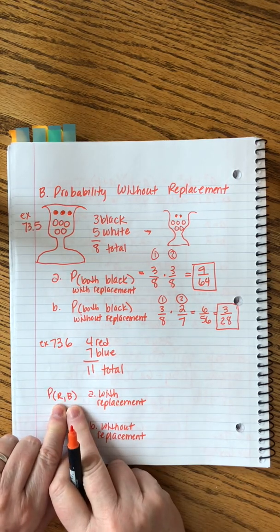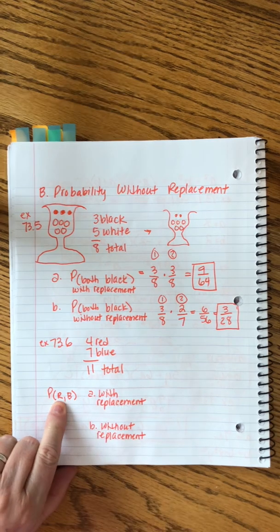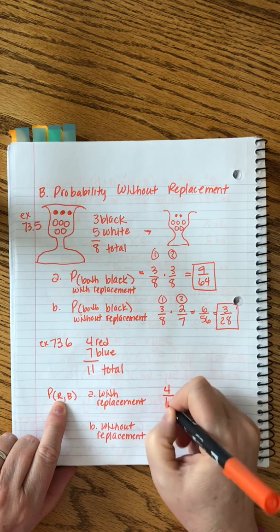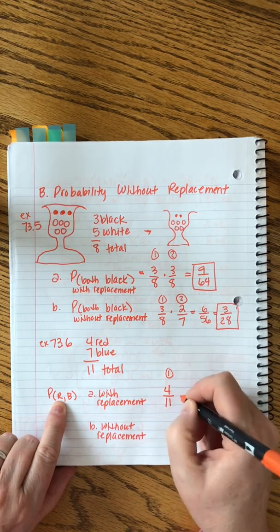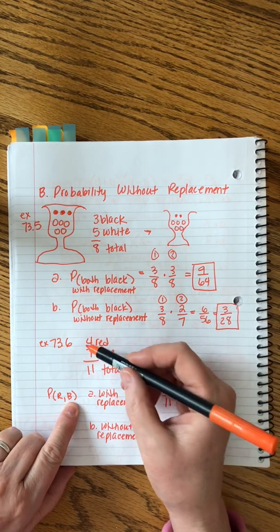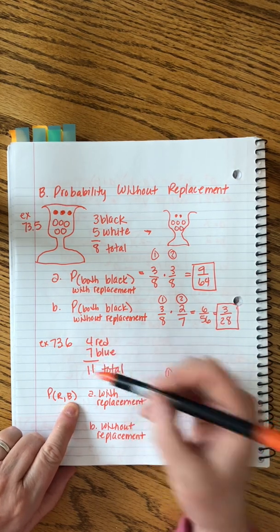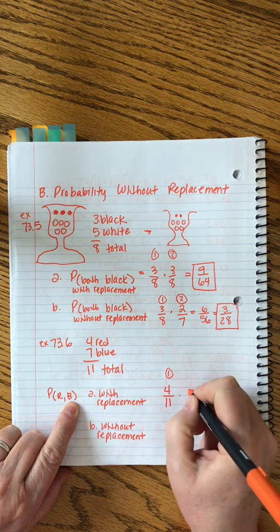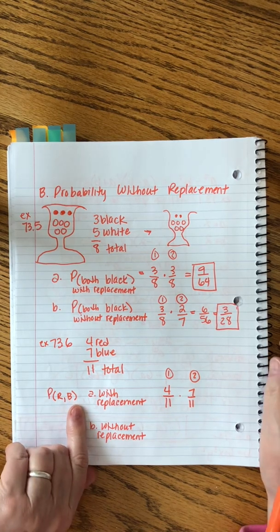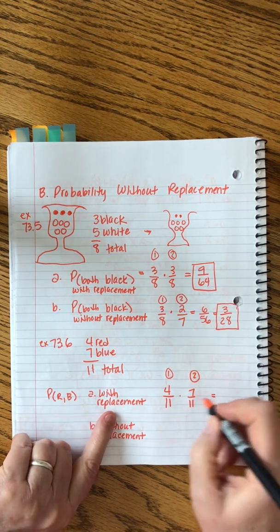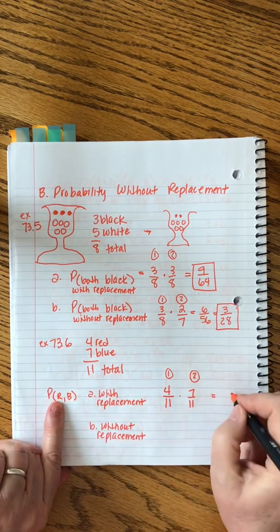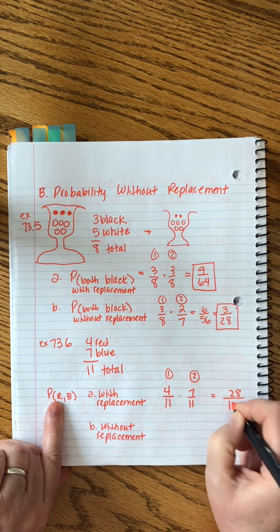Okay, with replacement, we'll do that first. First, we want to know the probability of drawing a red. That's 4 out of 11. That's our first scenario. And then we want to know the probability of drawing a blue. We put the red one back, so we still have 4 reds, and now it's 7 out of 11. That's our second act. So our combined probability of getting a red and then a blue with replacement is 28 out of 121.